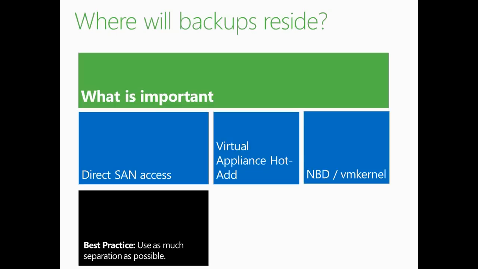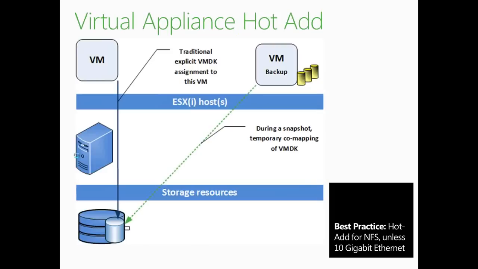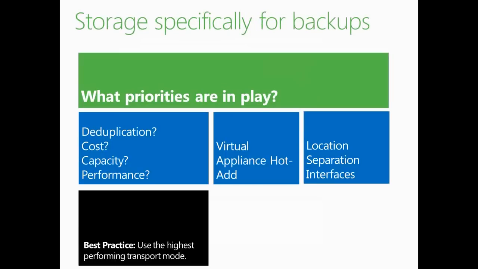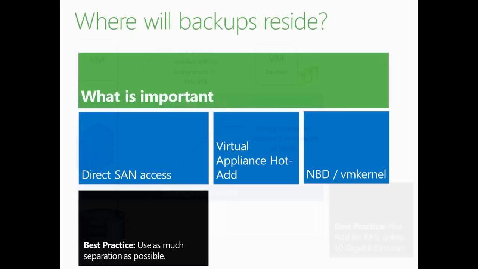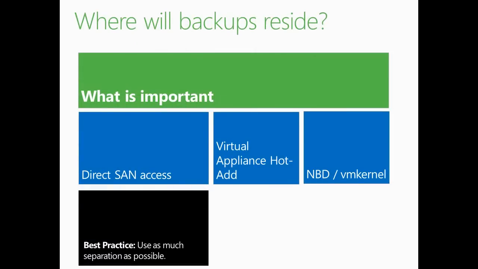So you still want to have as much separation as possible and have as much performance as possible. But what you'd like to do above all that is have the separation between these different interfaces to get the most performance, right? So I would go through the drill in your environment and say, which one performs the best? Does direct SAN mode, does hot add, does network mode perform the best? And figure out which way to go.